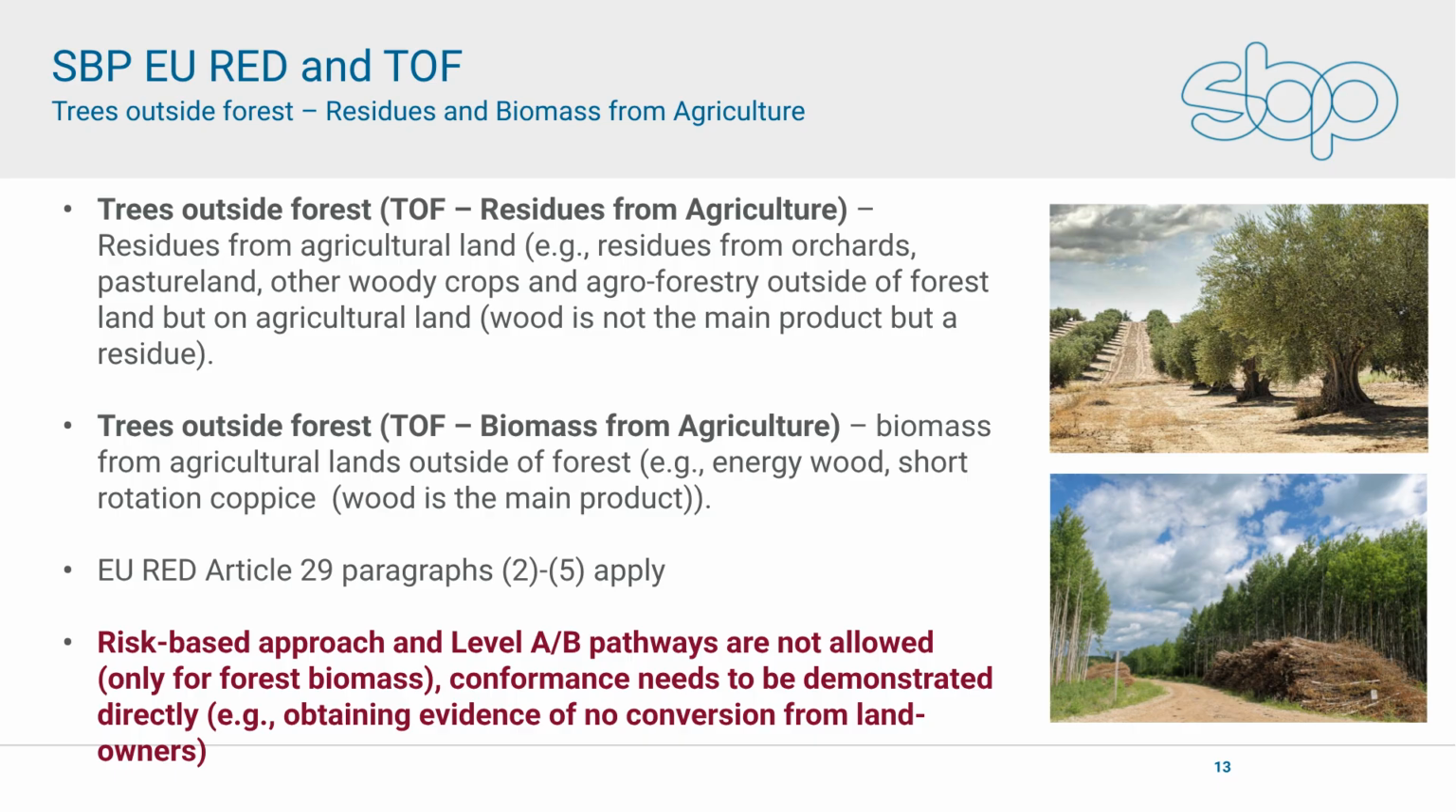Compliance must be demonstrated directly, for example, by obtaining evidence from landowners that land has not been converted and that it is not peatland or wetland, and by meeting the other indicators listed in the SBP EU RED bridging ID for TOF. A typical example would be woody feedstock sourced from overgrown agricultural land. The biomass producer needs evidence from the farmer that the land meets the EU RED criteria.